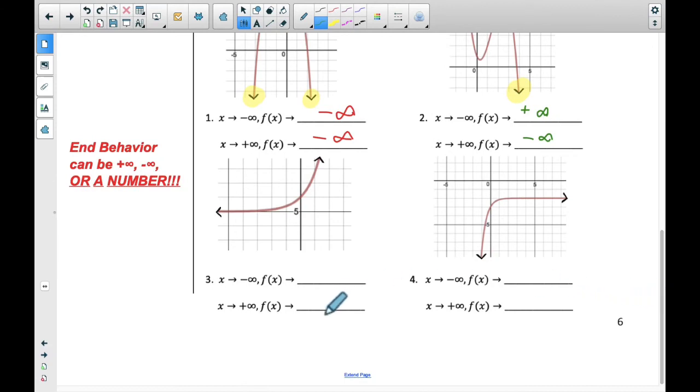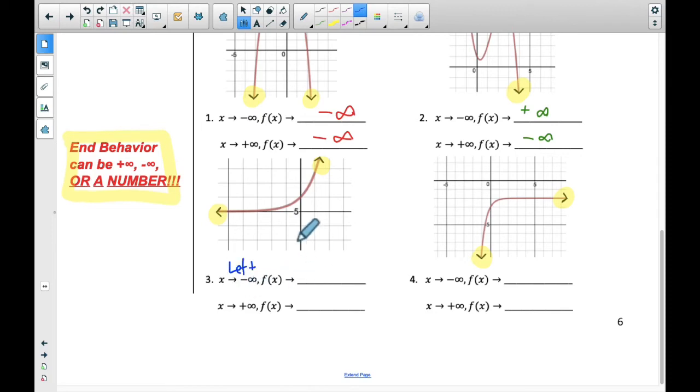Okay, these next two are a little bit different because we've been talking about infinity symbols, but these next two actually aren't going towards infinity, right? Well, part of it is. Let's take a look. Some of them are going to be going towards a number instead. And that is a possibility. So I would encourage you to write that in the margin, that it can be positive infinity or negative infinity, or it could be just a number.